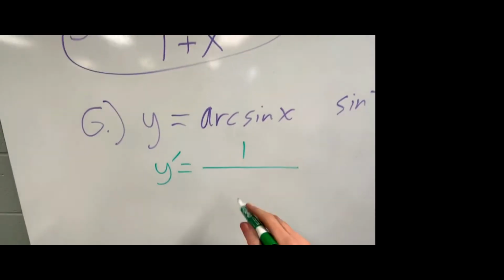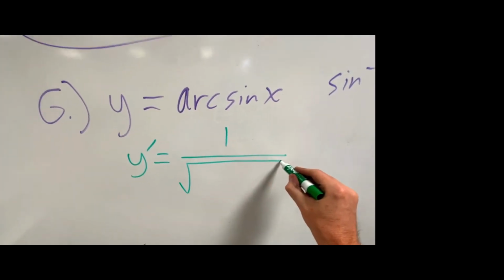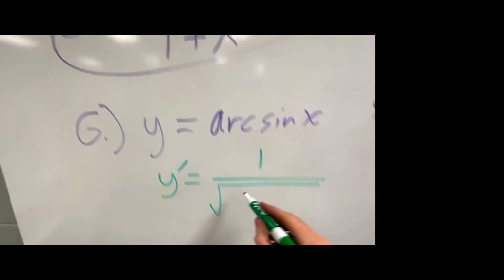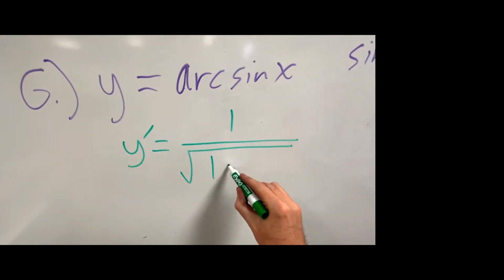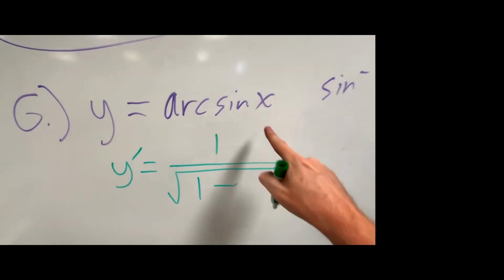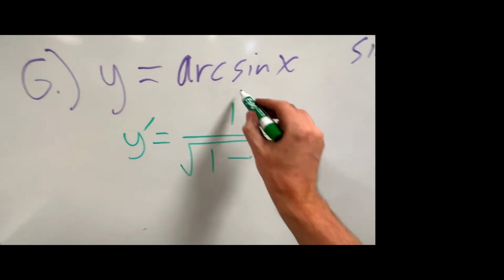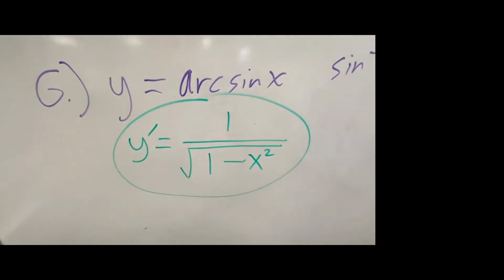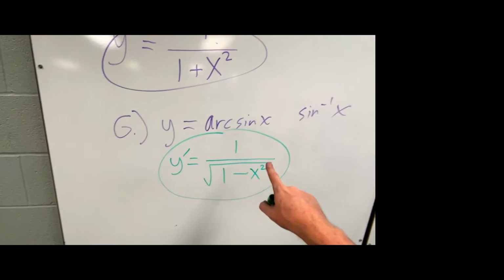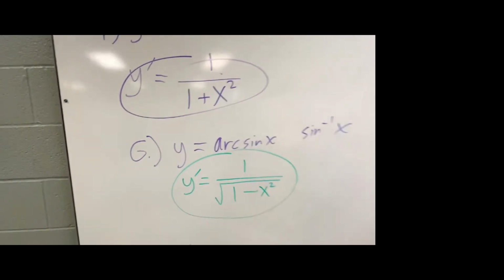Now, this one has a twist. It's got a square root and then the 1, but this one has minus the original base squared. The base was x, you square the base. That's it. Okay? So this one has the radical and it has the subtraction instead of addition. That's the only difference. They're very, very similar.